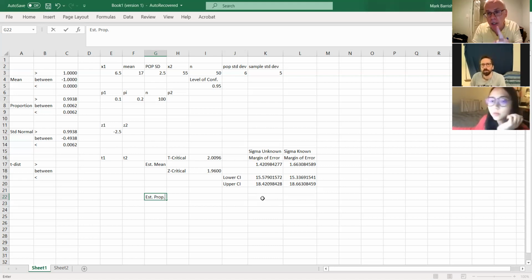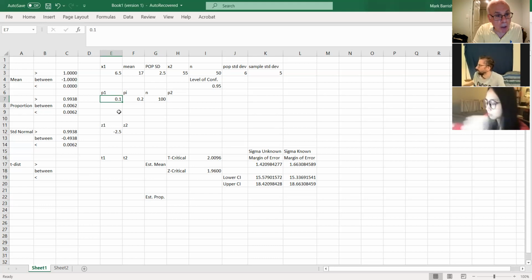But since we're estimating the population proportion, we have to replace inside that square root formula the population proportion with the sample proportion. If we're estimating the population proportion, we don't know what it is. So if we have P1, which let's say is our sample proportion, right? Sample proportion, because pi is the population proportion. So we use that cell right there for the critical value.